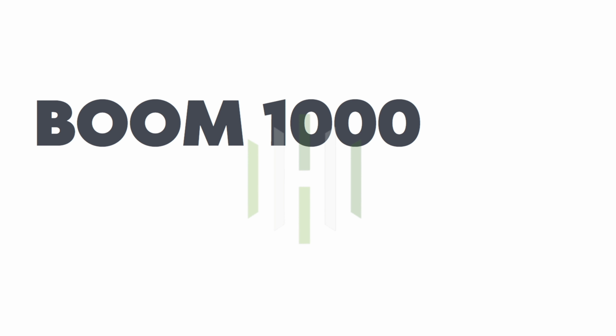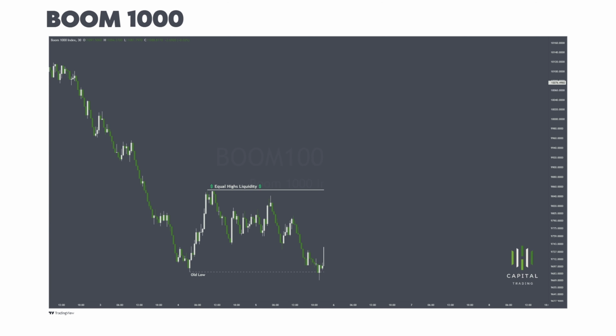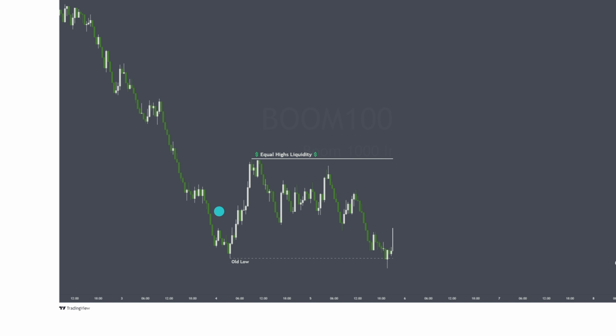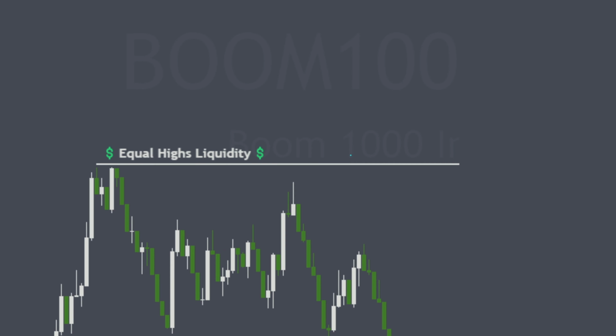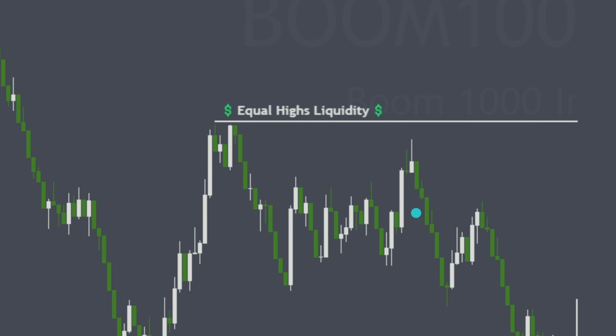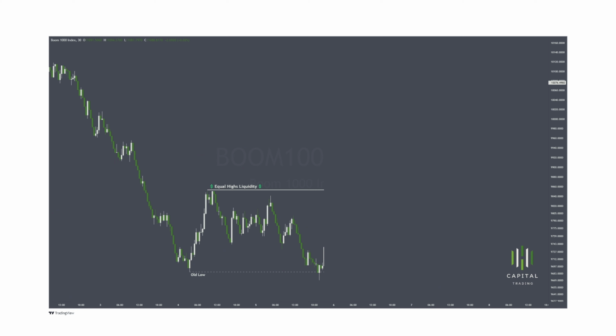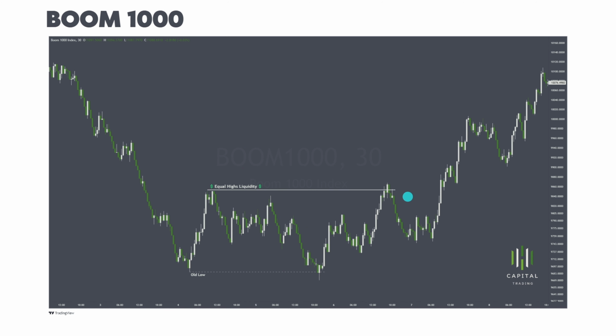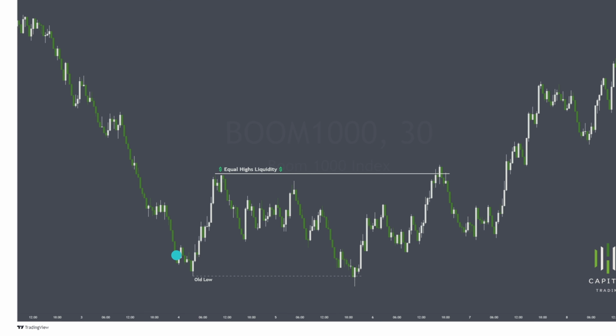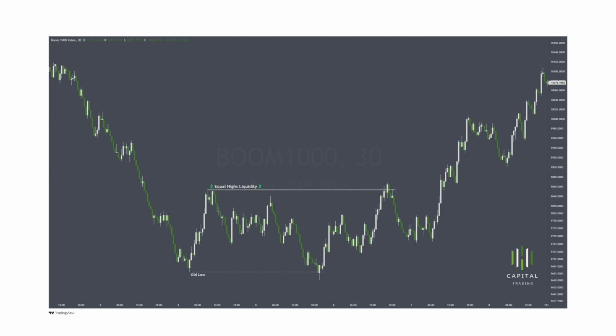Now we're looking into Boom 1000, the first chart. So we had Boom 1000 reaching into this old low. Now we want to see if they're going to reach into these 2 relative equal highs, right? We had price doing that after taking out this old low down here. Let's look at the second chart.